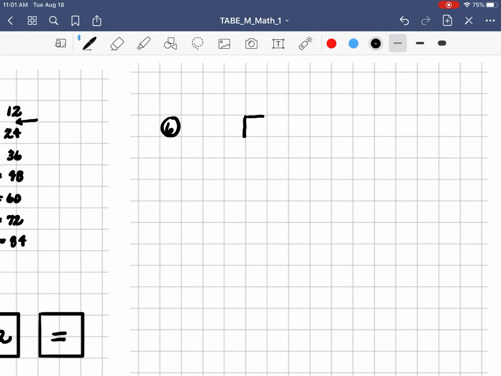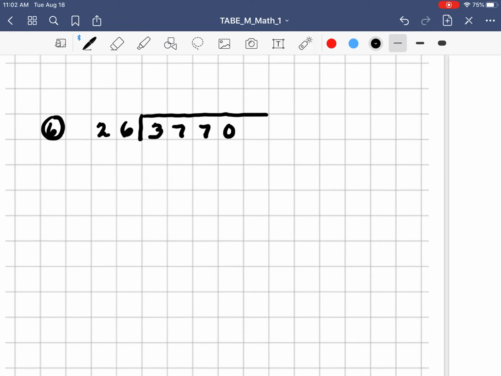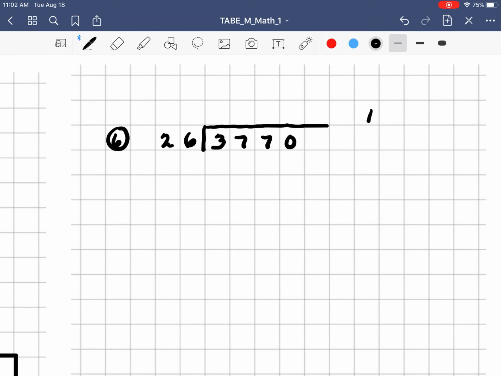We have a lot of people. 3,770 people, and we are dividing them into groups, and we need 26 groups. So we want to know how many people are in each of the groups. So I'm going to list my multiples here. 1 times 26, that's always the easiest one. 2 times 26 is 52.